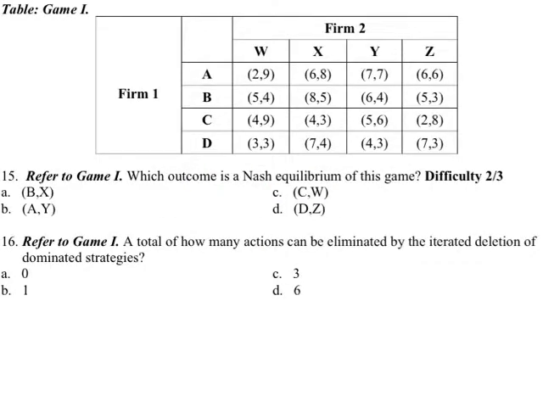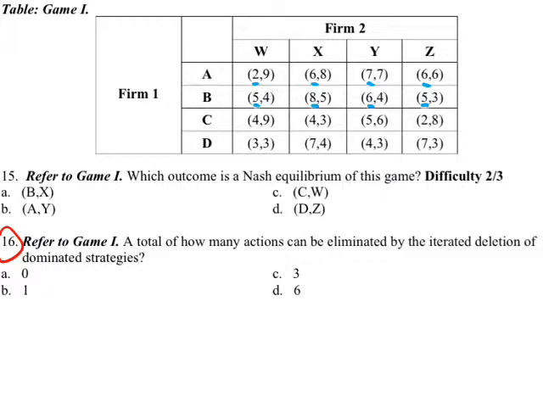Which outcome is the Nash equilibrium of this game? To find a Nash equilibrium, you need to eliminate dominated strategies. That's why I'm going to start with question 16. Let's consider firm 1. If firm 1 plays A, it gets 2, 6, 7, 6. If it plays B, it gets 5 higher than 2, 8 higher than 6, 6 higher than 7. So there is no dominated strategy between A and B.